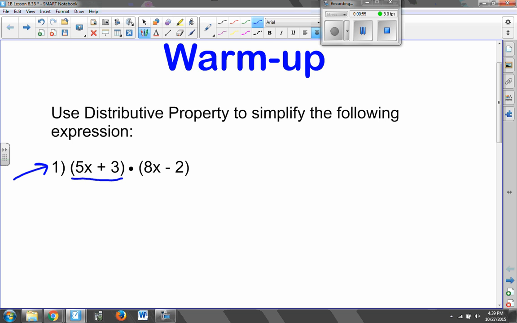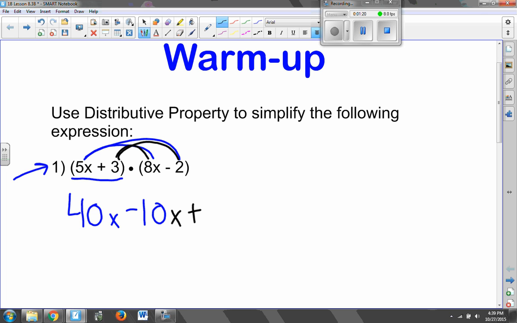So for example, we do 5x times 8x and 5x times minus 2, which gives us 40x minus 10. We do the same thing with our positive 3. We do positive 3 times 8x and positive 3 times a minus 2. First of all, this should be 10x. And then we have positive 3 times 8x gives us plus 24x. And positive 3 times negative 2 gives me a minus 6.